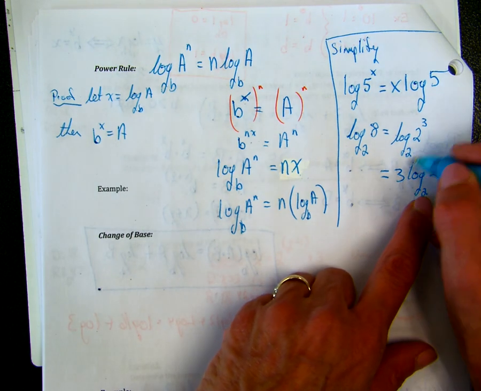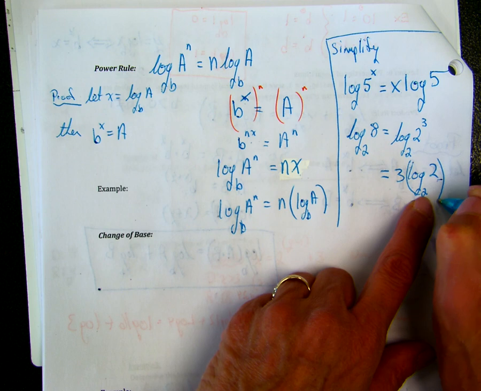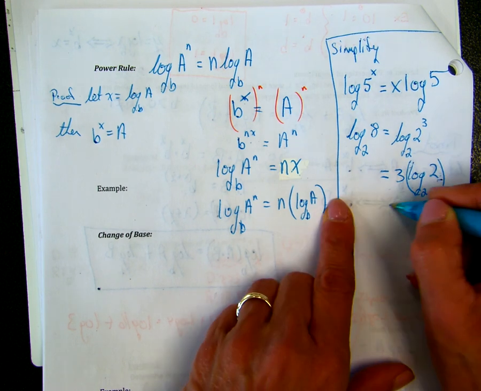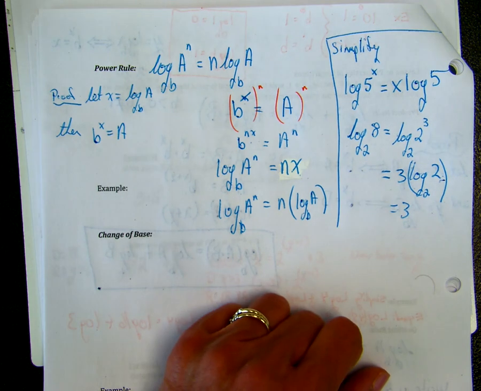What's log to the base 2 of 2? To what power do I raise 2 to get 2? So I get 3 times 1, which is 3. Simplifying my answer.